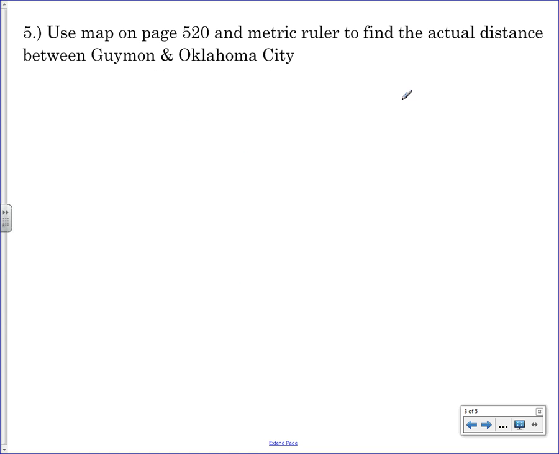It says, use the map on page 520 and a ruler to find the actual distance between Guyman and Oklahoma City. When you go to page 520, they call that the key, when they tell you how many inches is a mile or something like that. That's the key, or legend, I think they call it that too. So what is our key here? Yes, 1.5 centimeters is 100 kilometers.